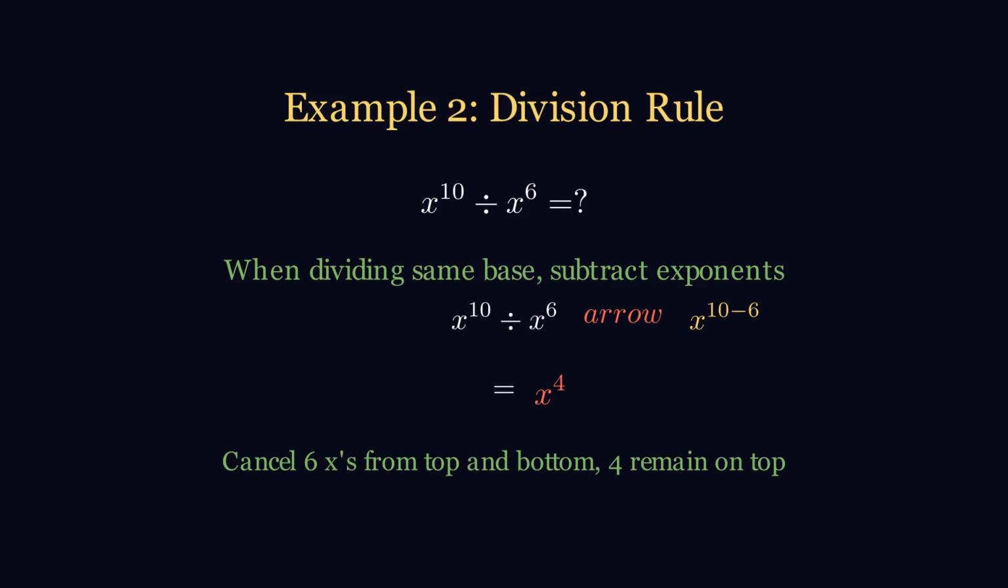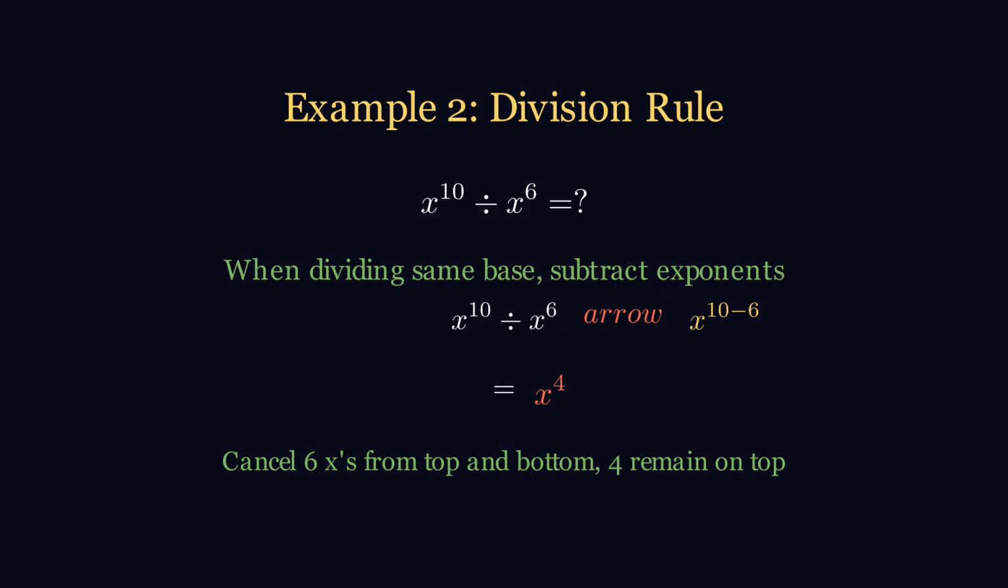Let me explain why this makes sense. X to the 10th power represents 10 x variables multiplied together. X to the 6th power represents 6 x variables multiplied together. When we divide, we can cancel out 6 x variables from both the numerator and denominator. This leaves us with 4 x variables remaining in the numerator. That's exactly why we get x to the 4th power.